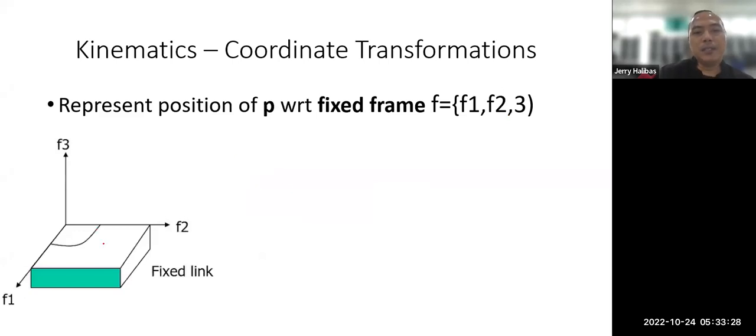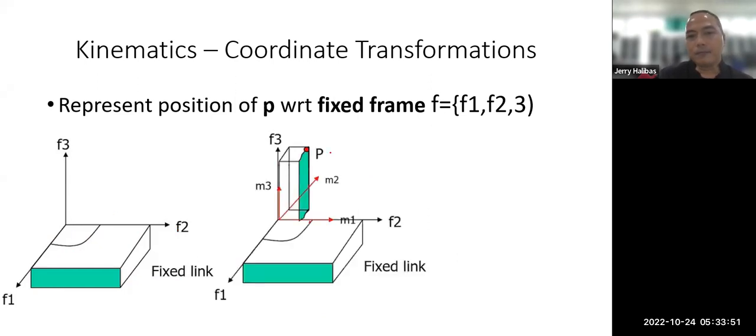So this lower link here is the base. Now, let's assume that this fixed link is our base. Agree, disagree? The base of the manipulator. So this is fixed. So F1, F2, F3 are fixed. It will not wobble. Now, what is the object's position in the fixed frame? What is the mobile frame in relation to the fixed frame?